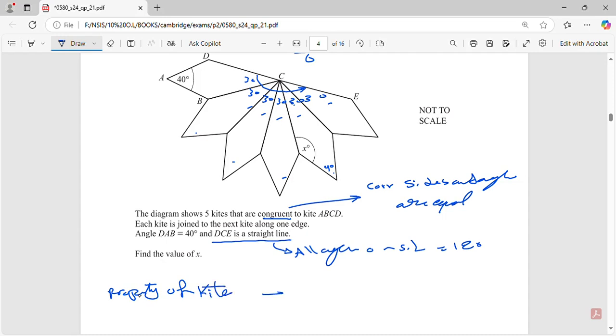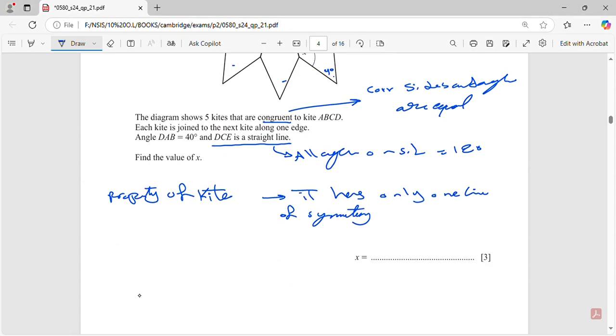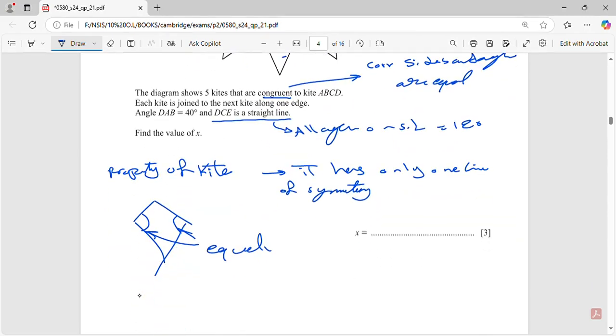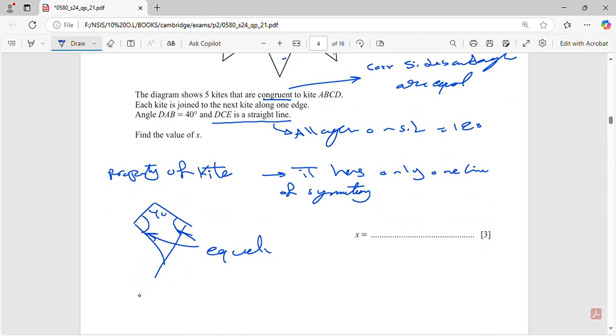Okay, a property of a kite is that it has only one line of symmetry. What is the meaning of one line of symmetry? It means that if I divide the kite by this line, this angle will equal this angle. Both angles are equal, two equal angles. He said that this angle down here is 40 and this angle down here is 30, and there are two equal angles, of course, because it has one line of symmetry.